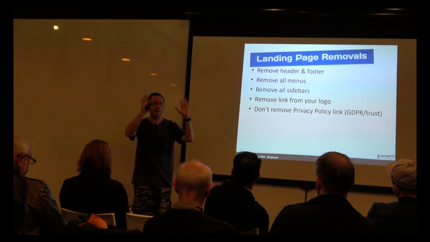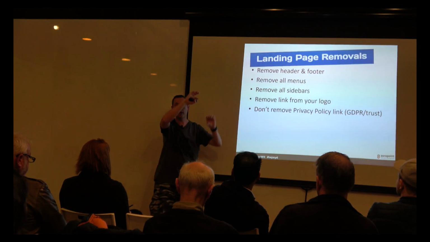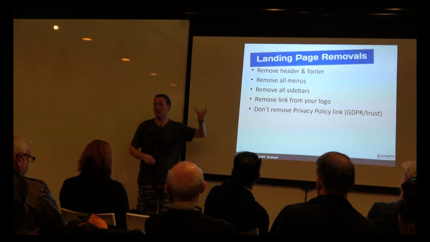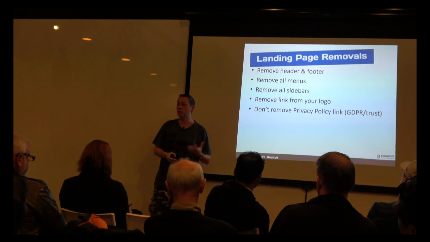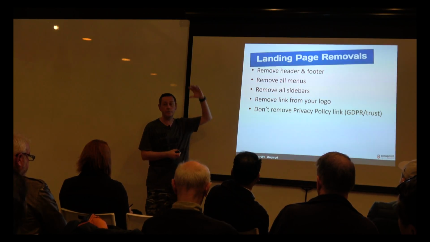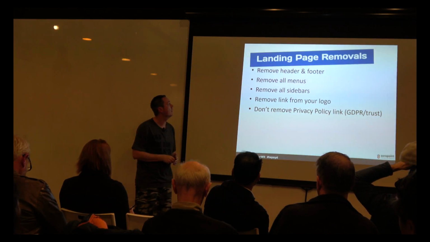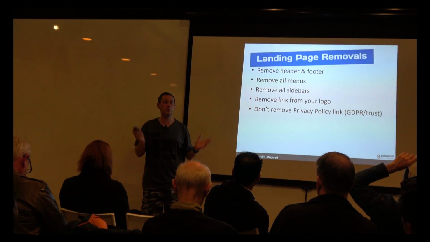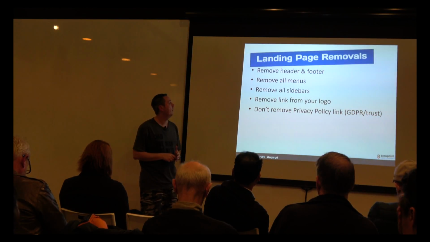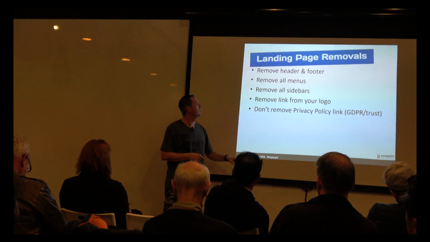You think about your WordPress page, it's got your header, it's got a menu, it's got footer stuff, it's probably got a sidebar as well. So that's one of the things you just want to remove. Strip out all those items. You want to remove the header and footer, so the menus. Get rid of those because those have got links. You want to remove all menus as well, because you don't want people going elsewhere. Get rid of all your sidebars as well because that's a distraction.